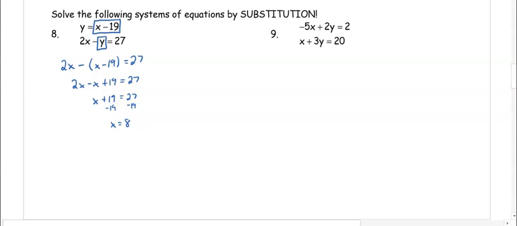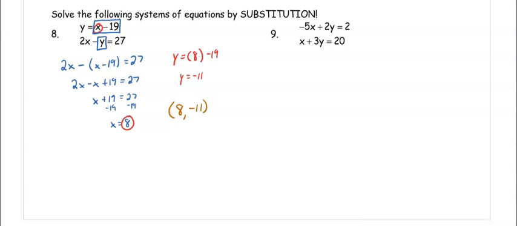Then we need to substitute back into one of the equations to find y. So I'm going to take x and put it in the first equation. So y equals 8 minus 19. So y is going to be negative 11. So our ordered pair would be (8, -11).